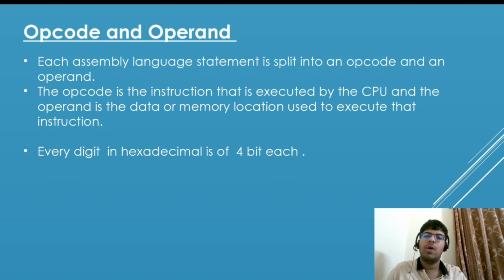Next is opcode and operand. Each assembly language instruction is split into an opcode and an operand. Now let's see what those are. An opcode is an instruction which is executed by the CPU, whereas an operand is a data or memory location which is used to execute that instruction. Meaning the opcode is the instruction and the operand is the location in memory where that particular instruction is executed.